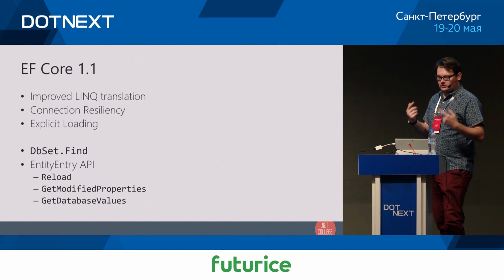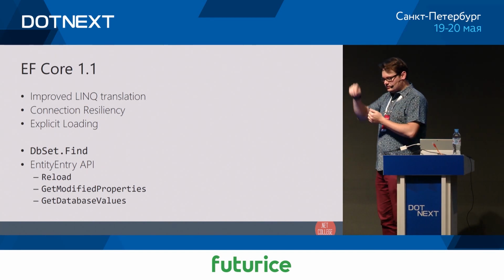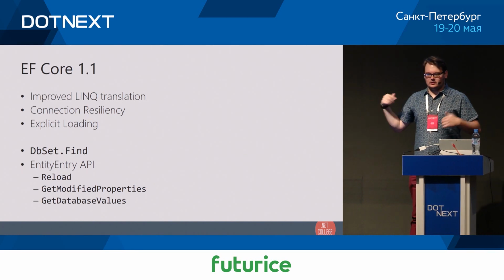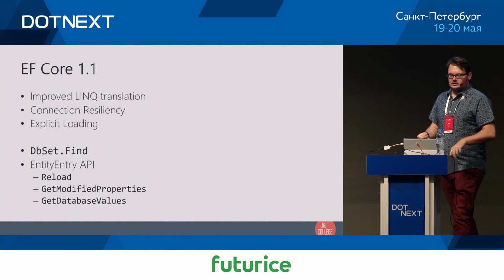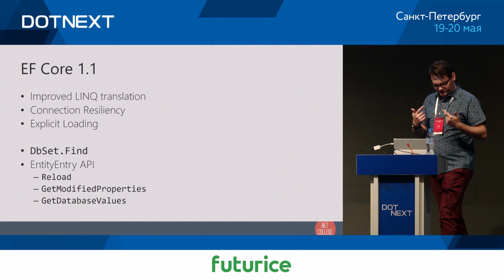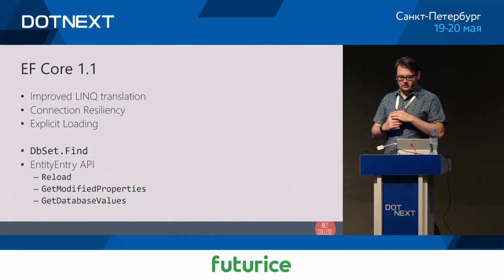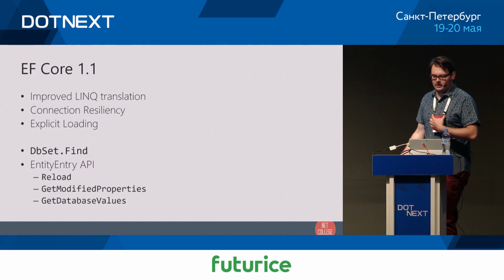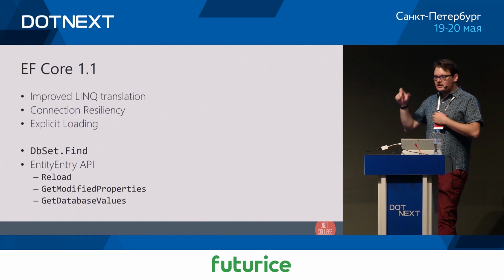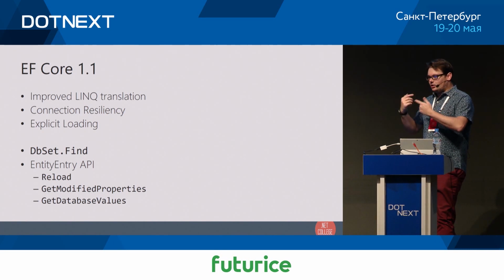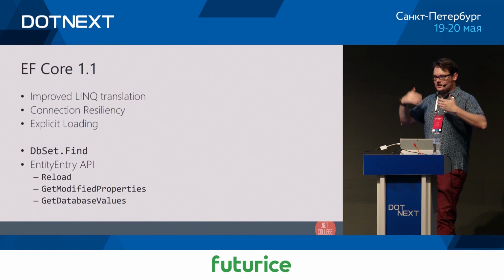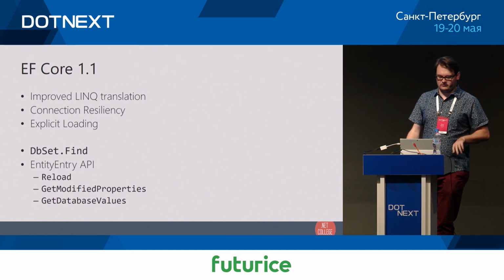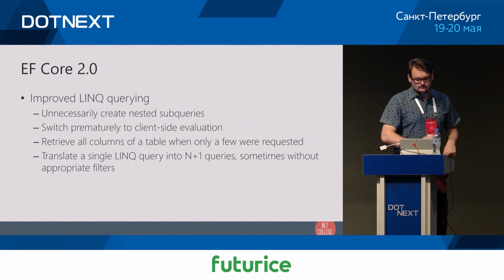DbSet.Find is also a handy function which takes a primary key, and it will look up the correct entity. There is also an API to check what changed on the entities. So there is, for example, GetModifiedProperties and GetDatabaseValues, which will load current values for your existing entity, and you can see if the entity was changed or something like that.